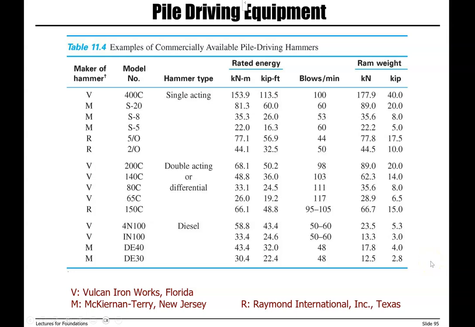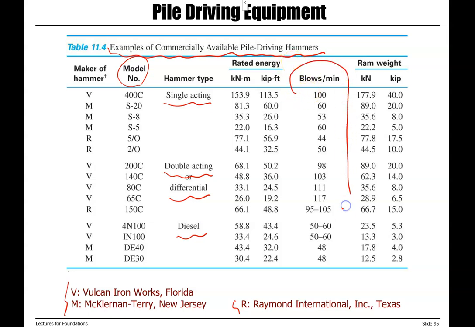In this slide, you can see examples of commercially available pile driving hammers. Maker of hammers, so you see different makers, the model number, type of hammer, if it's single acting, double acting, or if it's differential or diesel, then rated energy, number of blows per minute, and weight of ram.